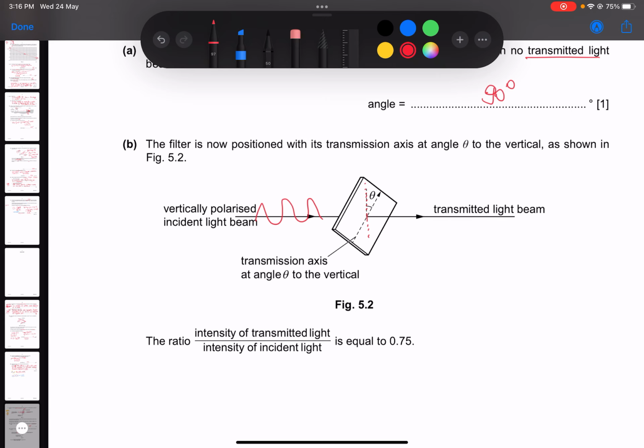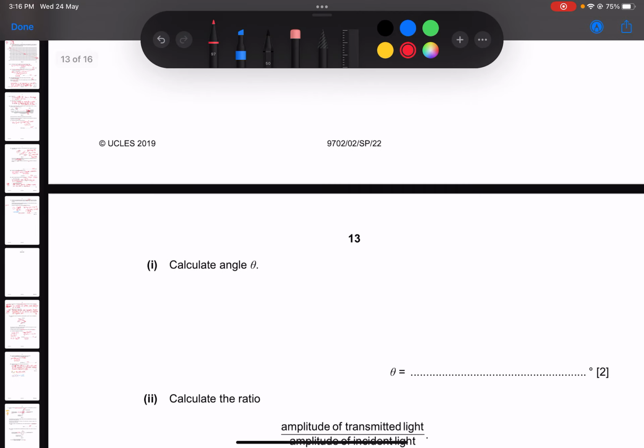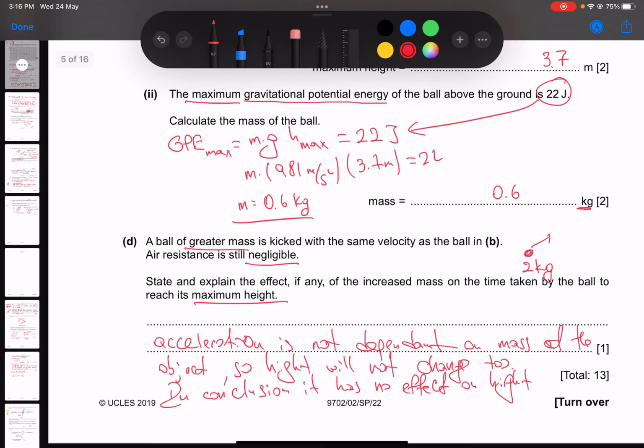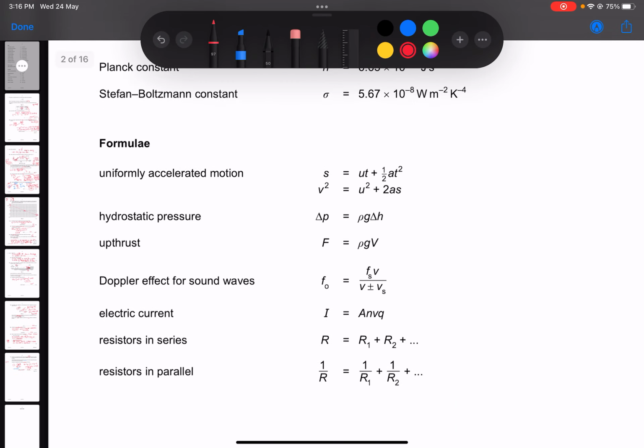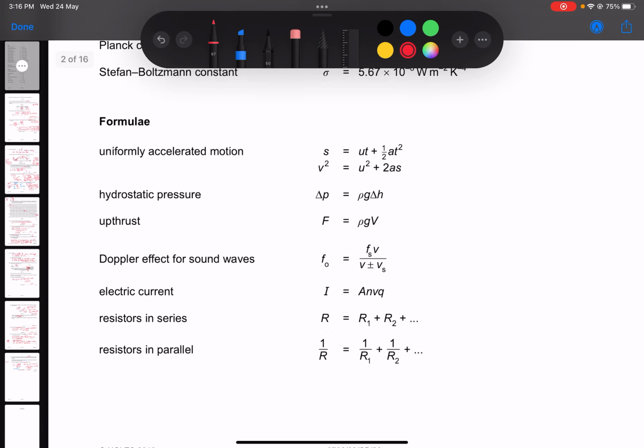The ratio of the intensity of the transmitted light to the intensity of the incident light is equal to 0.75. Then calculate the angle. There's Malus's law. If you remember, what was Malus's law? It is I equals I0 cosine squared theta. I don't think it's given on the formula sheet. It's not, so you have to simply remember it.